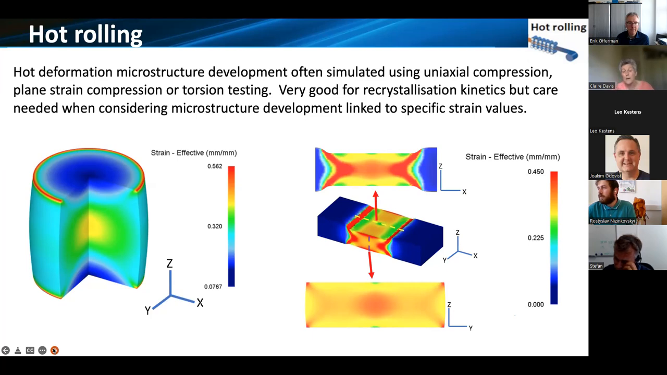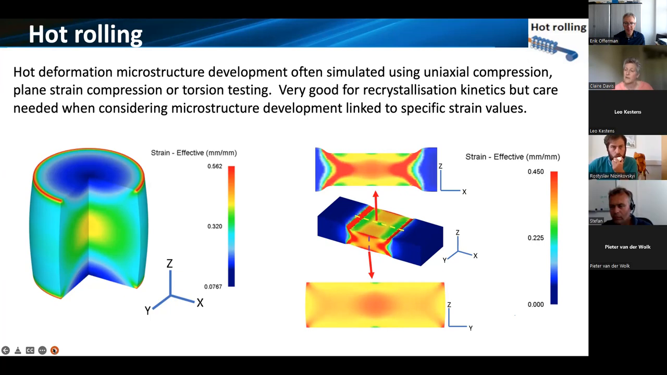And I've just shown one example here that we've focused on, the difference between a uniaxial compression sample on the left-hand side and a plane strain compression sample on the right-hand side for the volume of the sample that has a desired strain for looking at the microstructures. So these are two simulations that have been carried out for the same macroscopic strain, which is 0.3, and then mapping where in that sample a strain of 0.3 is actually experienced.